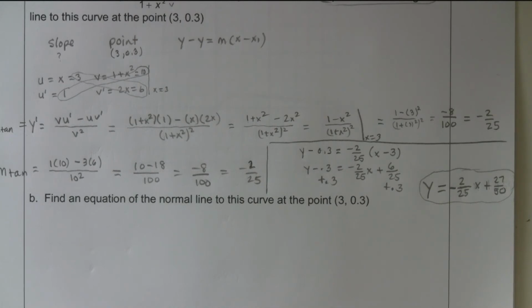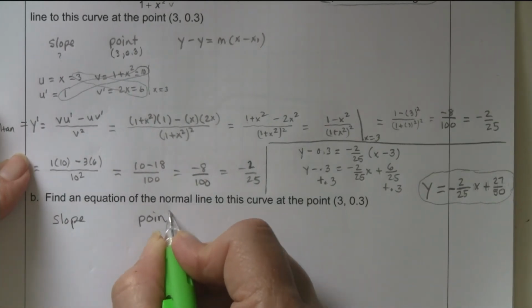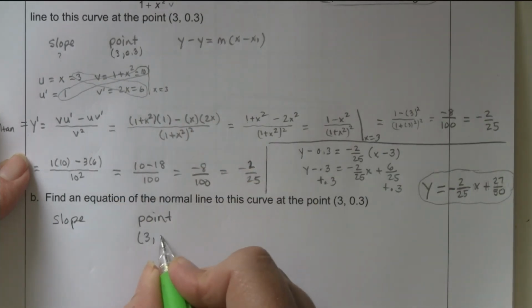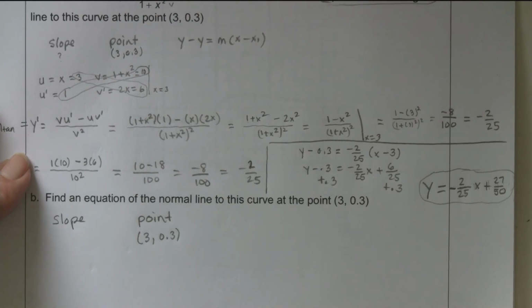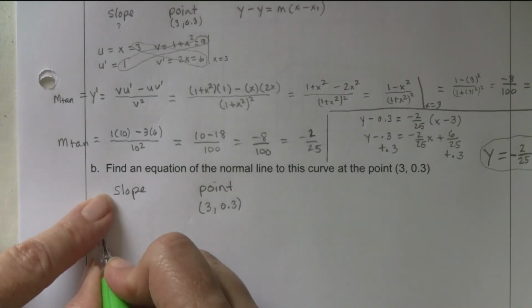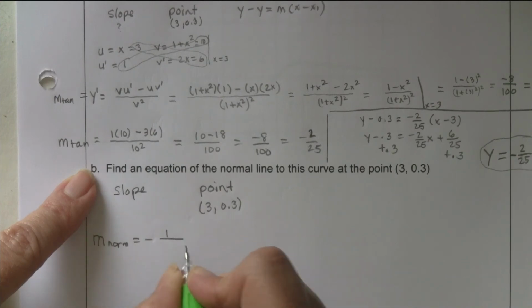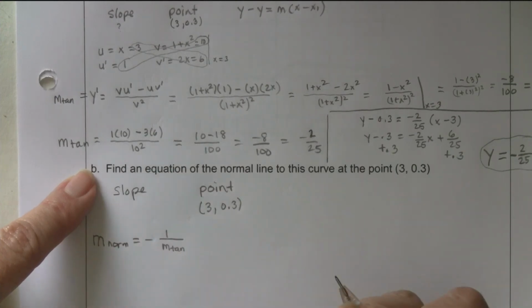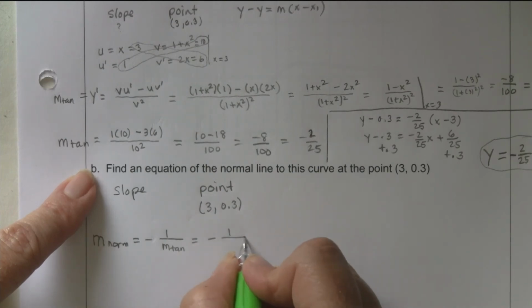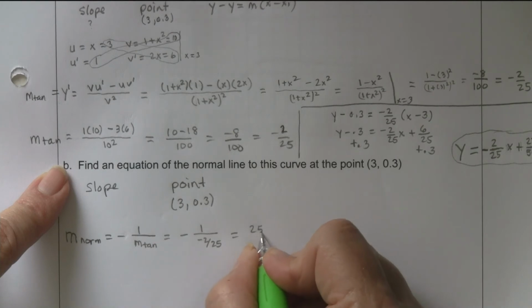Find the equation of the normal line. So they're asking for the equation of the normal line. And so what I need to know is the slope, and I need to know the point. And well, they already gave me the point. It was at the point 3, 0.3, right? And actually, I can find the slope because I know the slope of the normal line. Slope of the normal line is equal to -1 times the slope of the tangent line. And so that's -1 over, and then what I have was -2 over 25. Flip-flop, right? So this is 25 over 2.